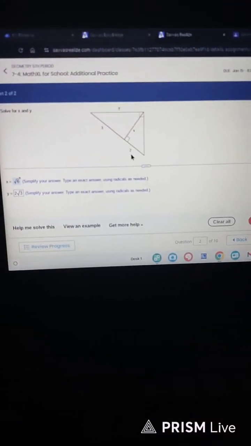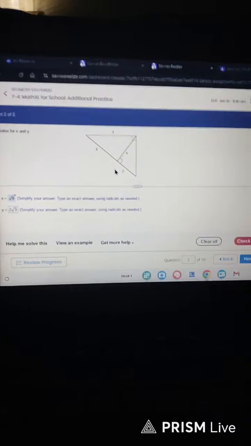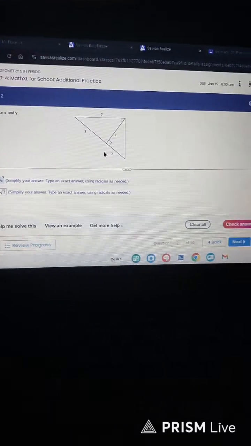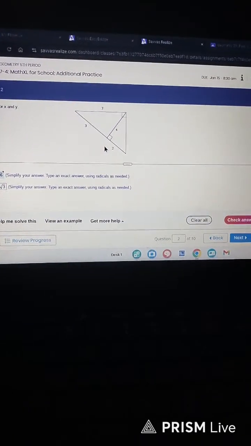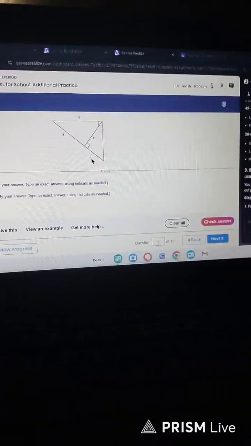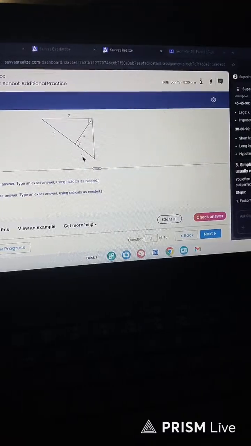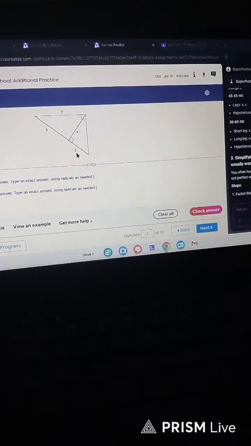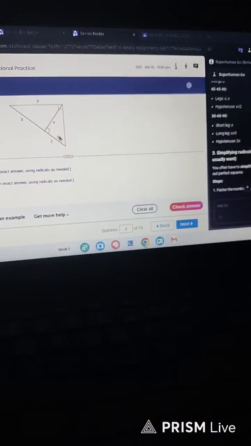This whole leg is 8. The hypotenuse, wait, 8. 3 plus 2 equals 8 now? It's 5. We're looking for x and y. So it's going to be x2. Wait, it's a 3, 4, 5. So y is just simply going to equal 3.